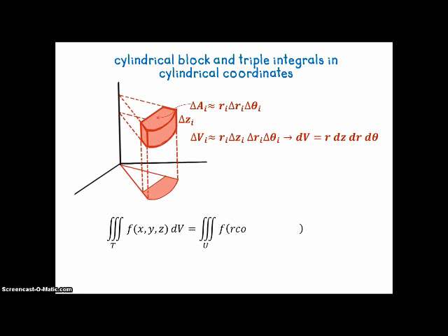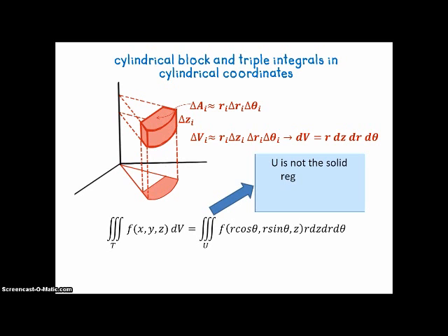And so here's our integral in rectangular coordinates. And so we have to change x into r cosine theta, y into r sine theta, and then z just stays z, and dv becomes, as we wrote above, r dz dr d theta. Now notice that we don't have t there anymore, we have u, because t is a description of the solid in x, y, and z, and u is not the actual solid region itself, but a description of the limits on z, r, and theta, and so we had to use a different letter for that.